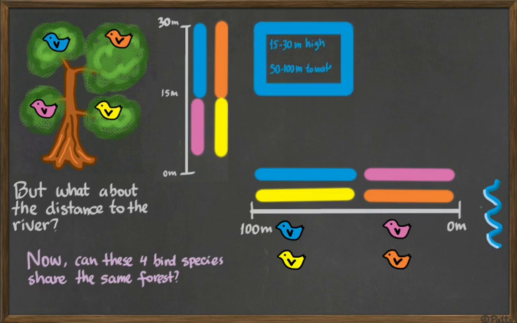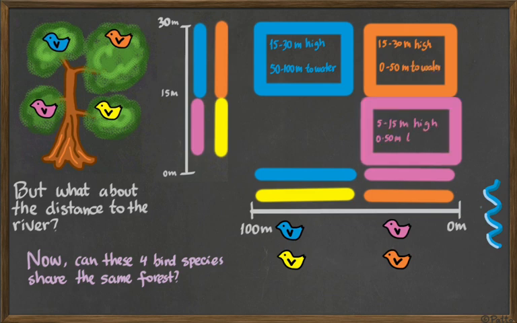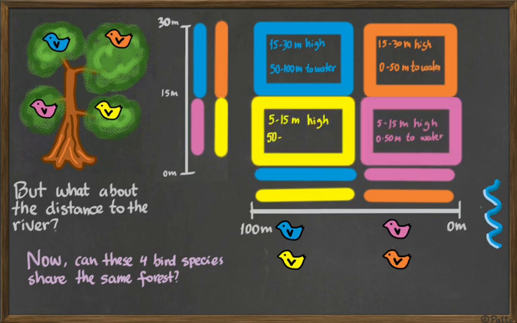So take a look at the actual space that's being occupied by the blue species. They occupy the space that's from 50 to 100 meters away from water and 15 to 30 meters high on the tree. While the orange, although it occupies the same height on the tree, 15 to 30 meters, occupies a different distance to the river. And actually what we see here is that those forest species now don't occupy the same niche anymore. They occupy the same part of the niche.